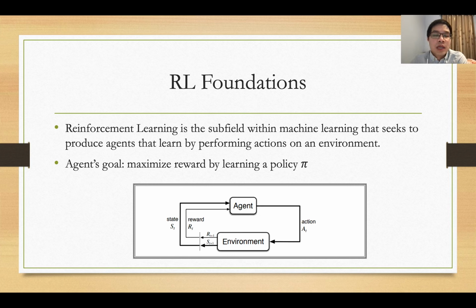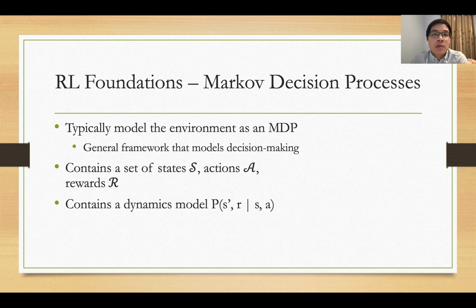Next, I would like to dive deeper into how the environment is modeled. Typically the environment is modeled as a Markov decision process, or an MDP. An MDP is a general mathematical framework that models decision making. An MDP contains a set of states, actions, rewards, as well as a dynamics model. A dynamics model can be represented with a joint probability distribution over the next state and the reward, given the current state and an action taken in that state. If you have the dynamics model, it is possible to come up with the optimal set of actions to take, such that the agent will be able to maximize its reward. But typically the dynamics model is unknown to us, but it can be something that is learned.